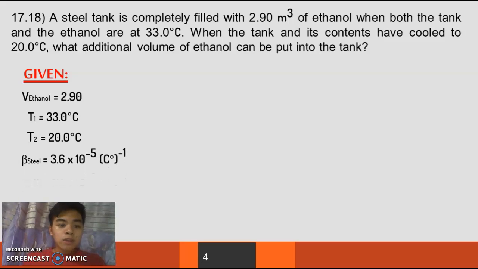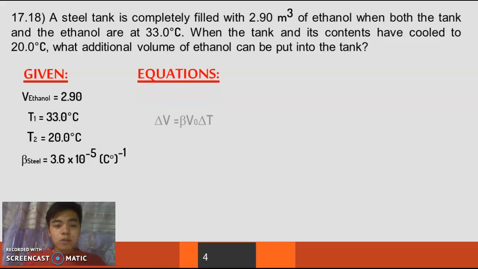It is also given that the coefficient of volume expansion of steel is equal to 3.6 times 10 to the negative 5. For our equation, the change in volume is equal to the coefficient multiplied by the initial volume multiplied by the change in temperature.